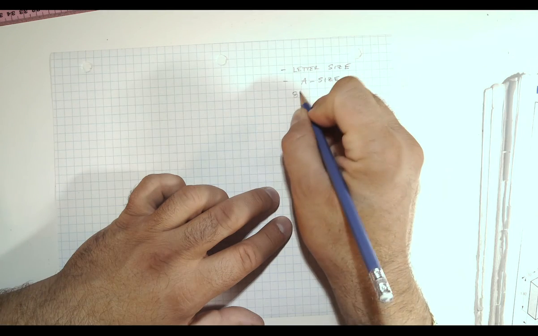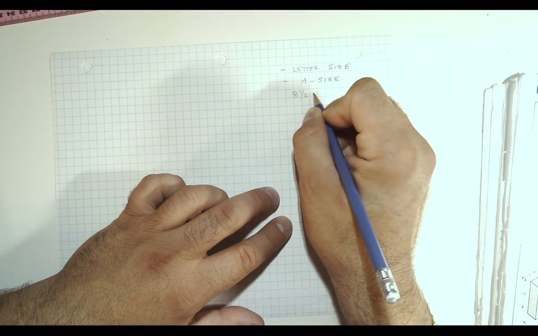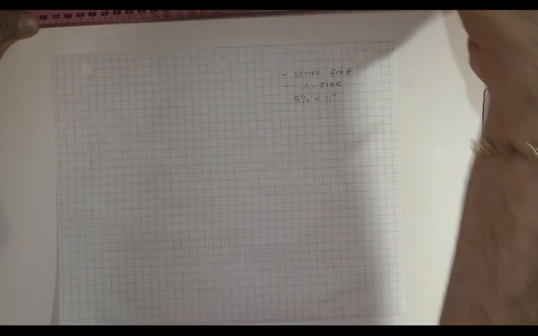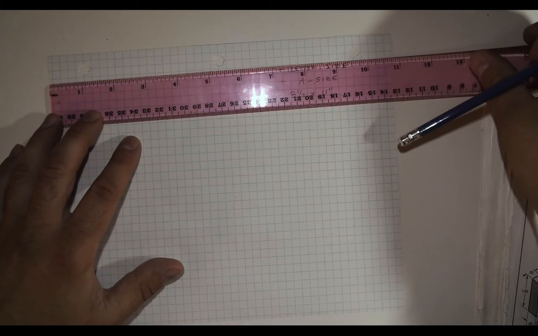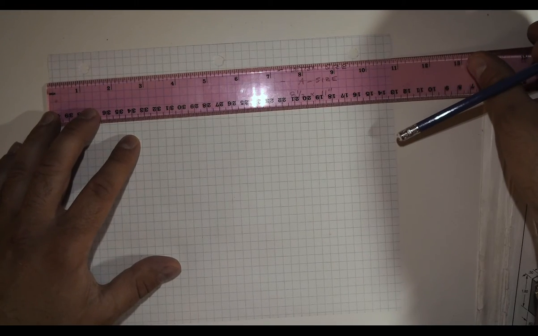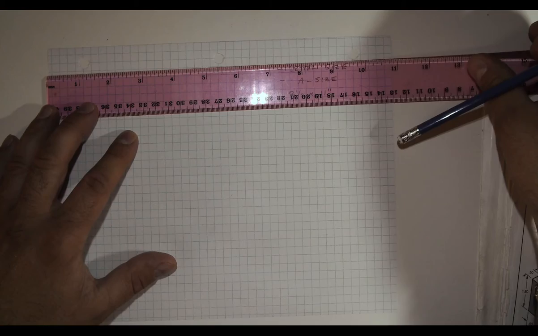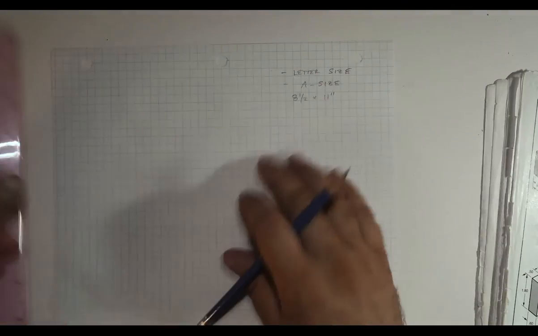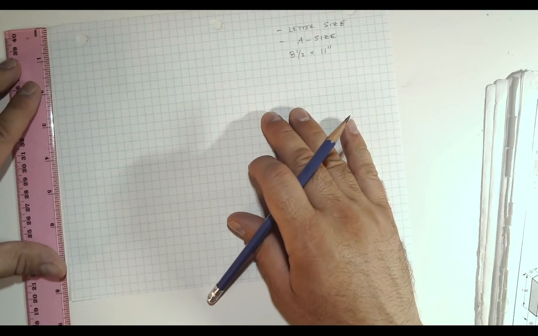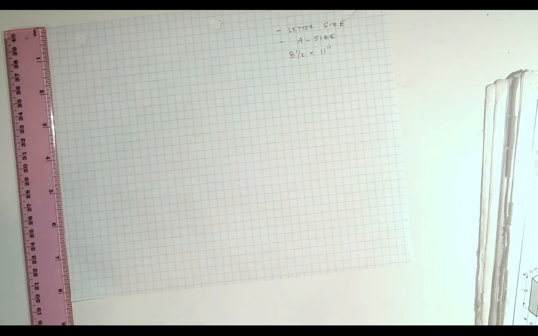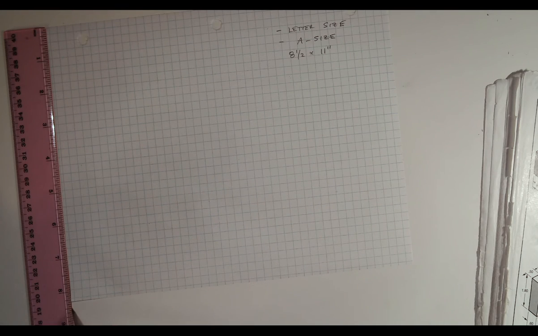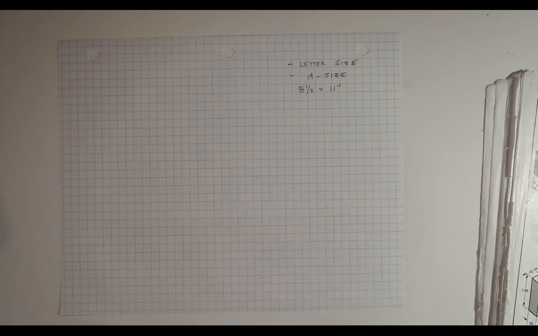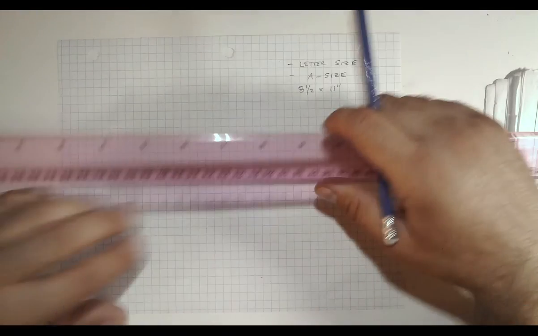The paper is 8.5 by 11 inches. I can prove this to you with my trusty ruler. So we've got approximately 11 inches. And again, this is a nominal size. It's not exactly 11 inches, but this is the nominal size of the paper. And it's not quite 8.5, it's 8.25, but nominal size.